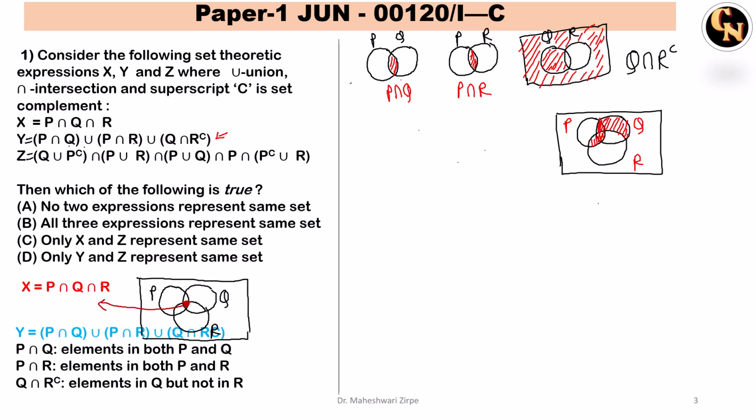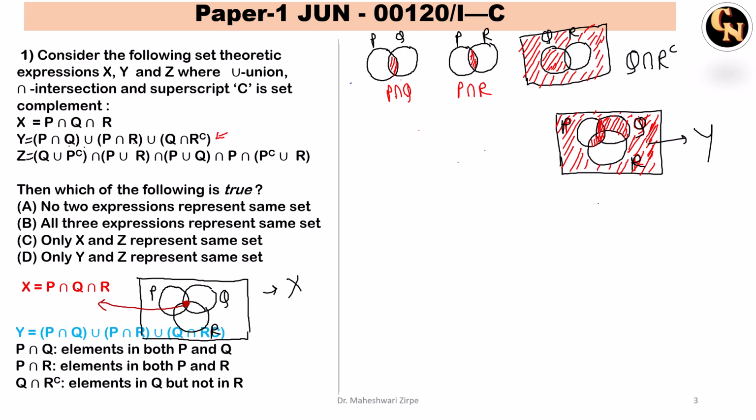Apart from this, union indicates all the other portions which are also there, that is, it will contain this whole part, okay? So what will this diagram represent? This diagram will represent your P, Q and R, let me write here. So this diagram represents the Y expression, whereas this is representing X.